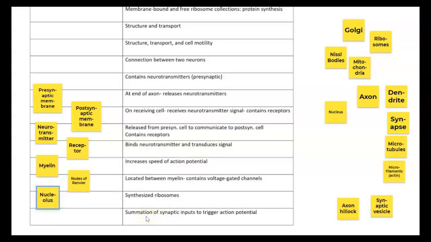And then the place on the cell where all of the synaptic input adds up. So summation of synaptic inputs that are going to trigger or not trigger an action potential. And that is at the axon hillock. So that's the space where the cell body meets the axon. So again, I encourage you to pause the video, go back to your own copy of the Jamboard, and work on this a little bit more until you've got it down.